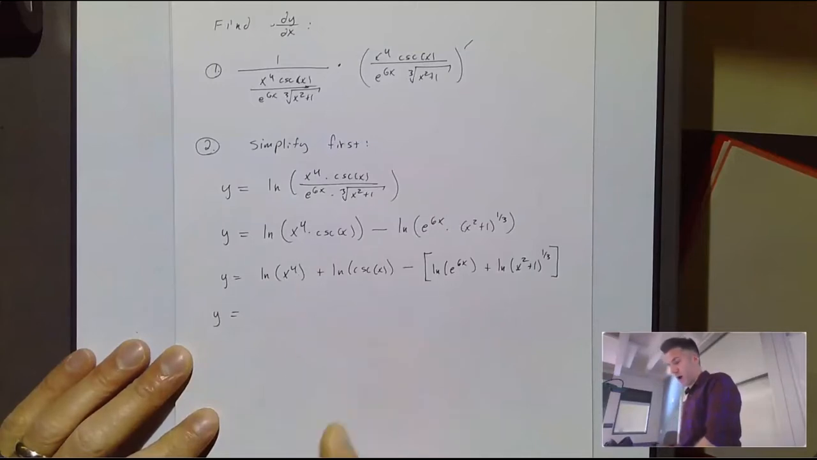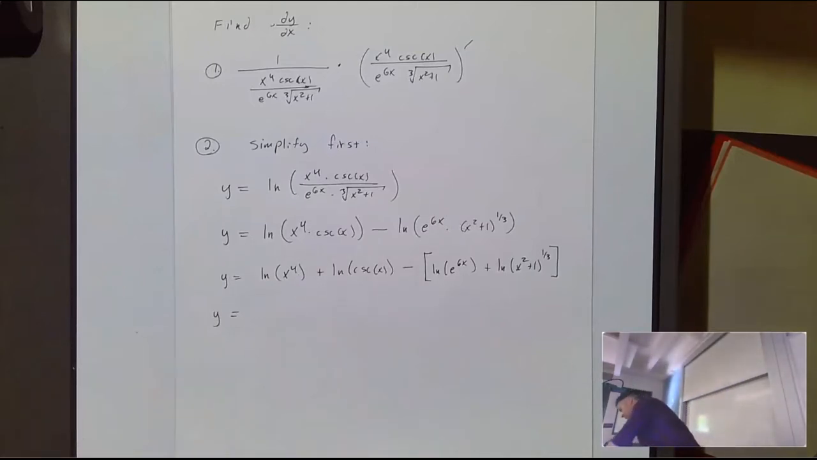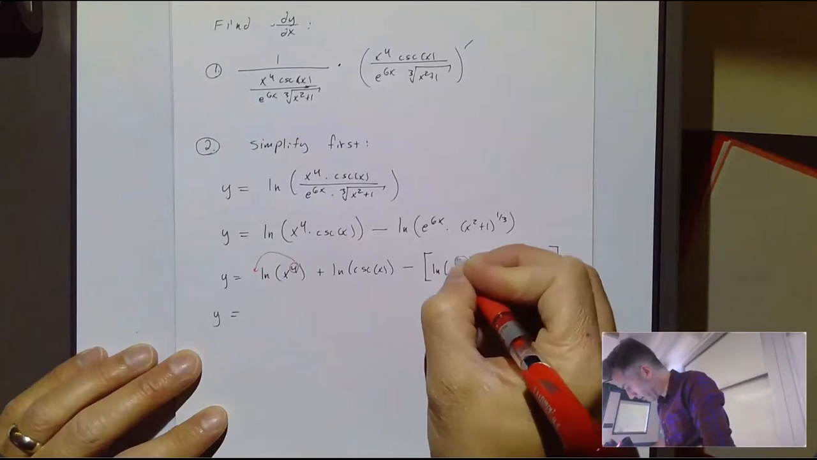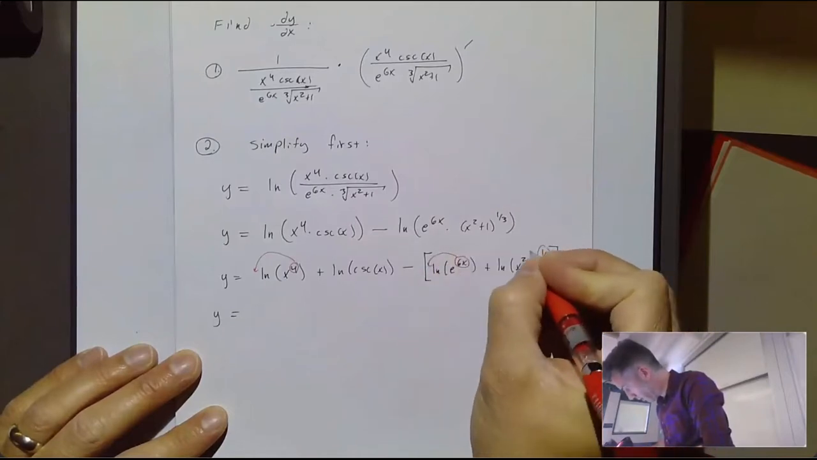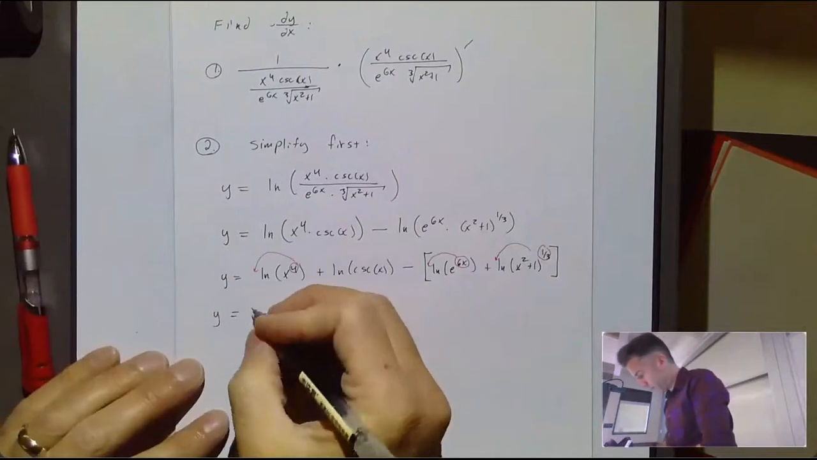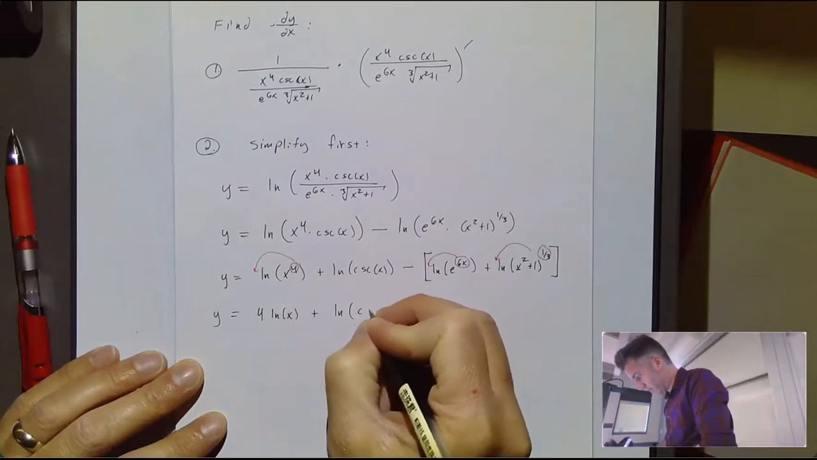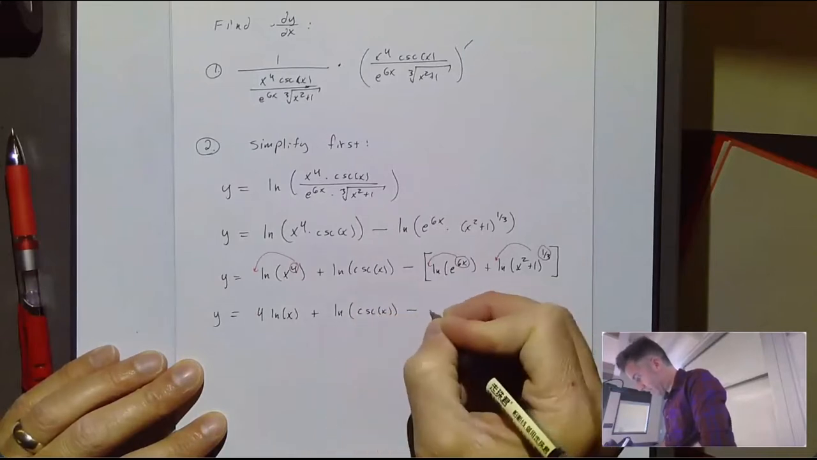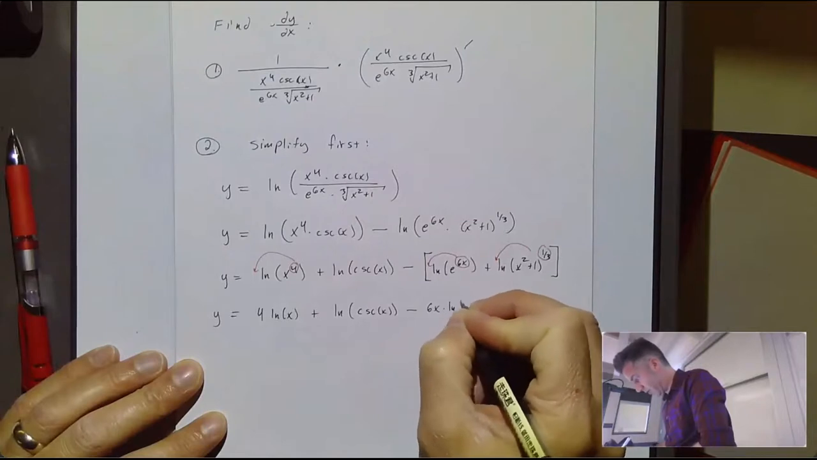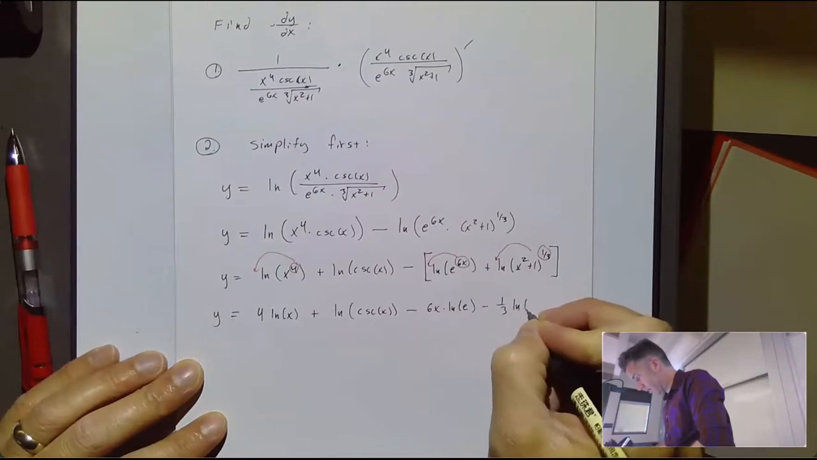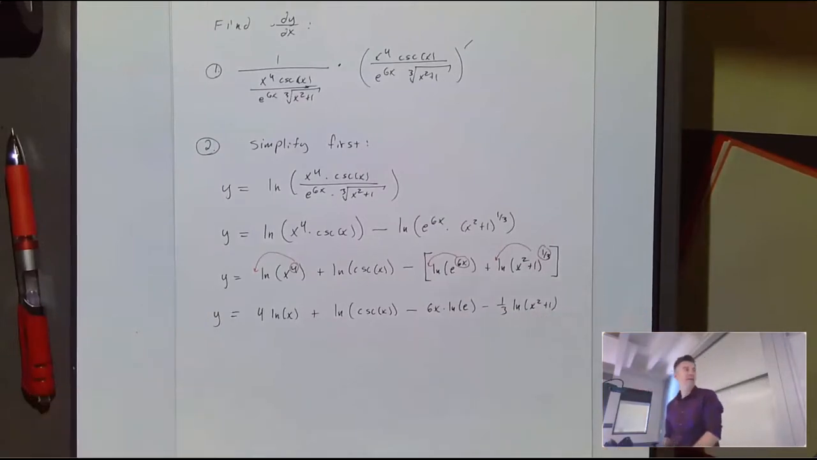So I'm going to do 2 things at once here. I'm going to bring down all the powers. So this 4th power can come down in front. This 6x can come down in front. This 1/3 can come down in front. So I'm going to have 4 natural log of x plus natural log of cosecant of x minus 6x times natural log of e. And then it's going to be a minus 1/3 natural log of x squared plus 1. And that is as simplified as it gets.